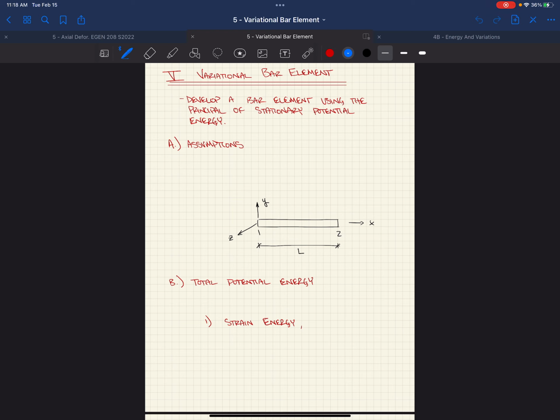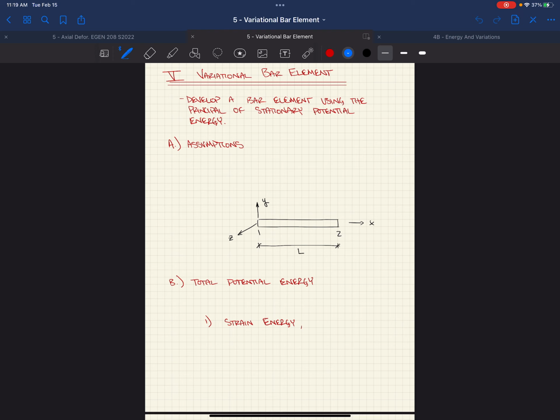It takes a bit of time here, and it's fairly in-depth, and it seems like there's a lot more work than should be required for such a simple element, and there is in this case because we were able to derive it with mechanics-based derivations. But this will hopefully give you a contrast. We can go back and look at our mechanics formulations versus our stationary potential energy formulations. We should get the same result, just getting there by two different paths. So in this case, we are going to develop a bar element using the principle of stationary potential energy.